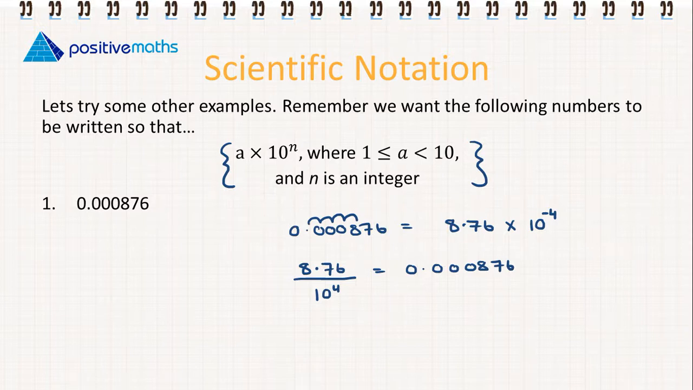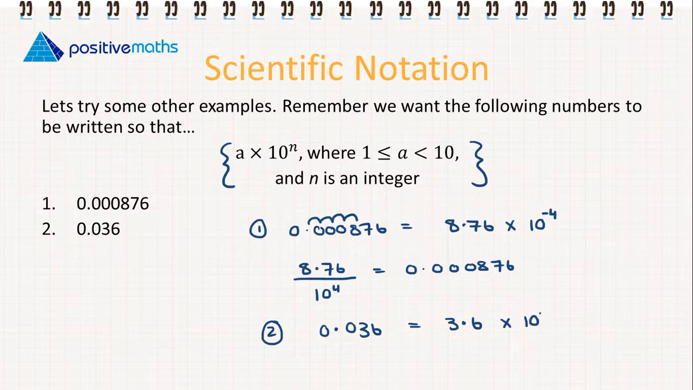Let's practice another example. So now we have 0.036. This is going to be equal to 3.6 multiplied by 10 to the power of minus 2.